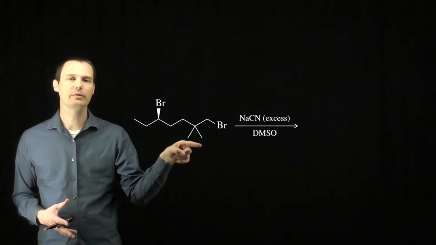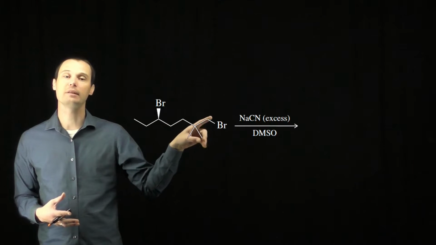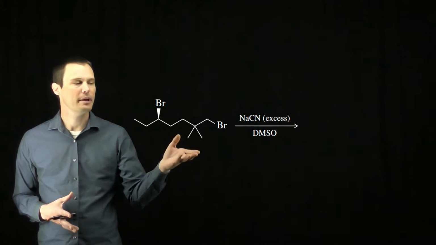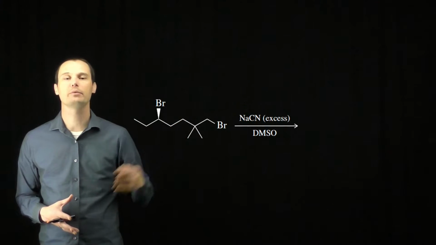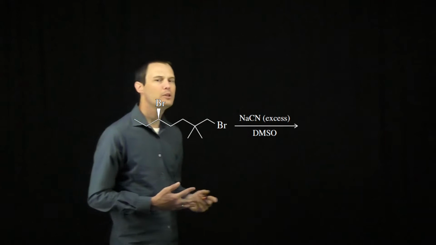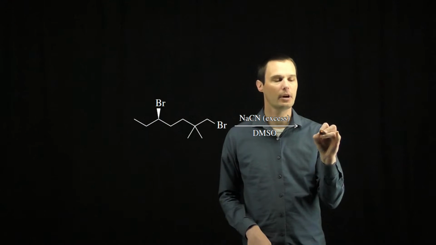quaternary carbon, all of these carbon groups, all of this volume of space makes the primary carbon too sterically hindered for an SN2 reaction. The beta branching of this particular leaving group means the reaction will not occur at the primary carbon. It will instead occur at the secondary carbon. So our product will arise from reaction at the secondary carbon.